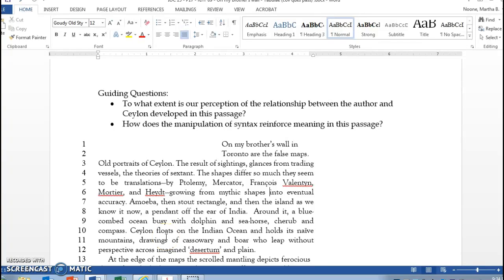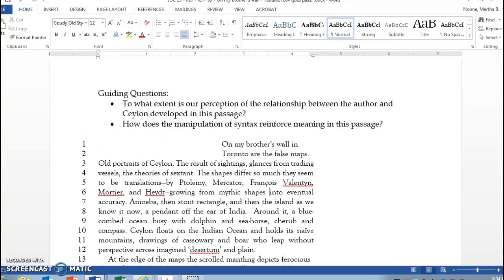So it's 9:30 at night. I've got to do this IOC in the morning, and I'm kind of freaking out. This is me putting myself in your shoes. Looking at the guiding questions: to what extent is our perception of the relationship between the author and Ceylon developed in this passage? And how does the manipulation of syntax reinforce meaning in this passage?